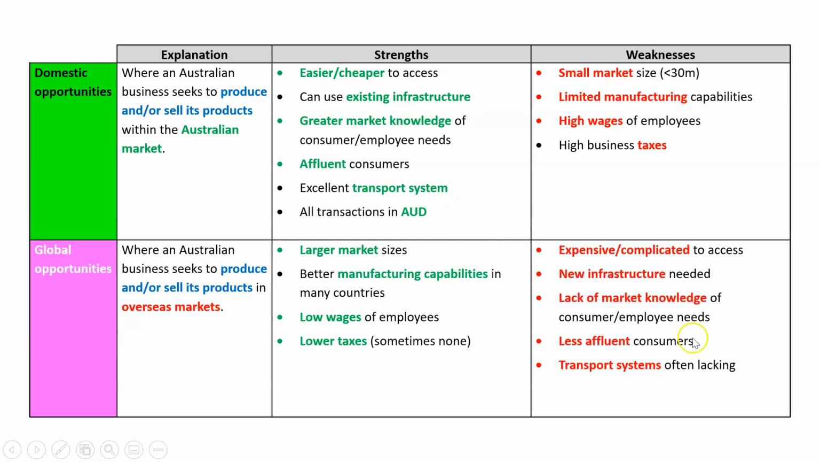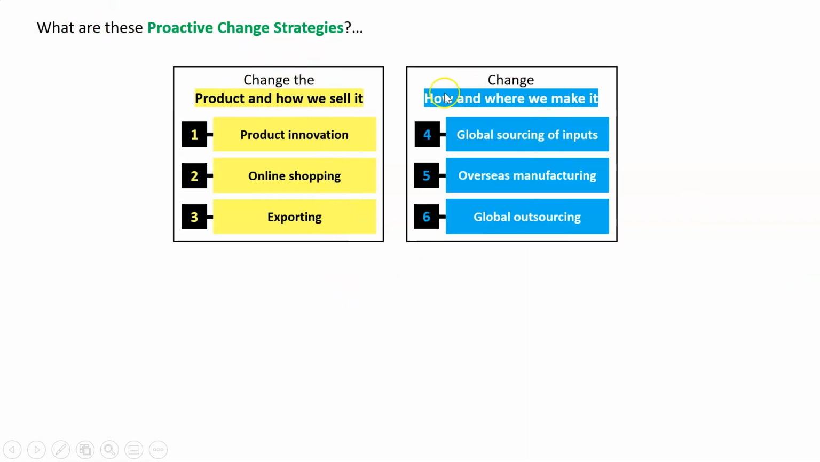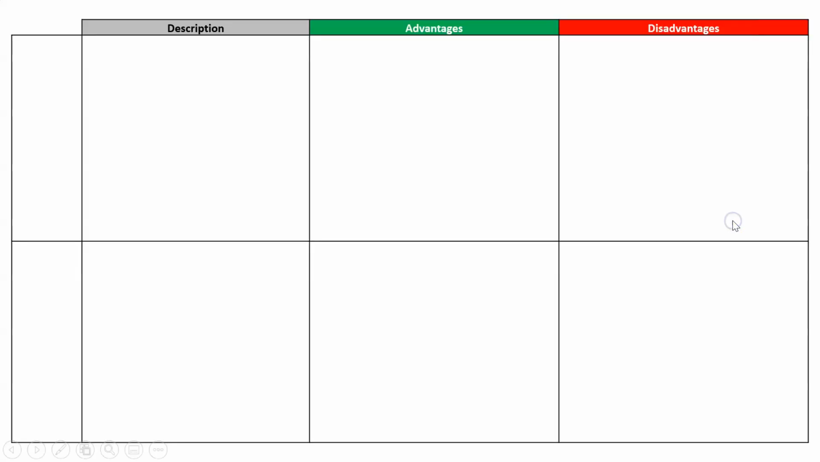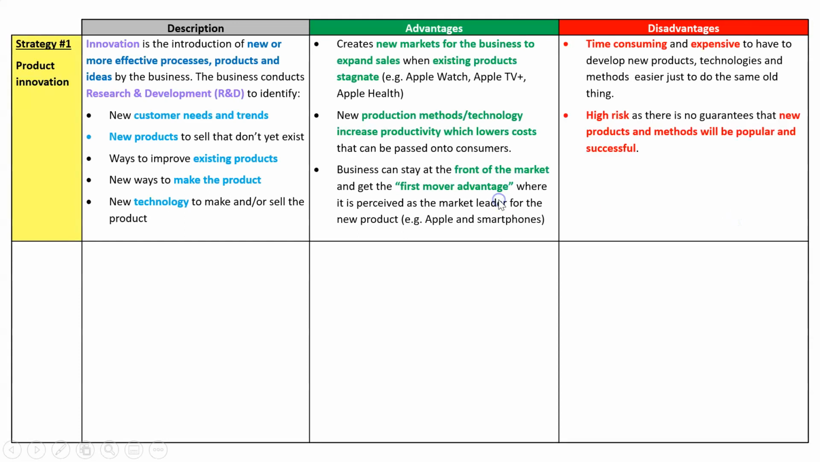That is not really our topic, that just helps us discuss the following things that we're about to talk about. We sort of group them, this is not a VCAA thing, but we said, how can we remember these? There are 3 strategies that change the product and how we sell it: innovation, online shopping and exporting. And 3 where we change how and where we make it: global sourcing of inputs, overseas manufacturing and global outsourcing. And what you need to be able to do is describe each one, come up with its advantages, and come up with its disadvantages.